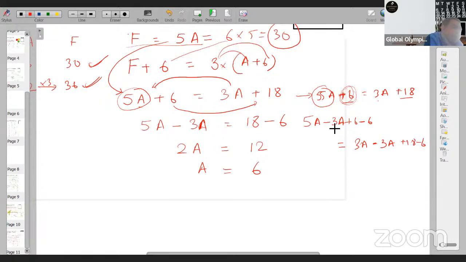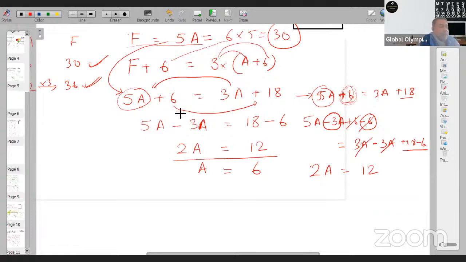Okay, understood? So what it did to me: on this side this one will cancel and I'll be left with 2A, and on the other side it will be left with 18 minus 6, which is 12, which is the same thing. The old way around is that when we move things to the other side we change the sign. So 6 is moved to the other side, so it becomes a minus 6. The 3A goes on this side, so it becomes minus 3A.